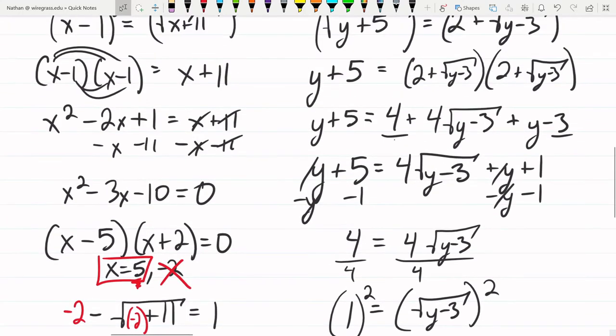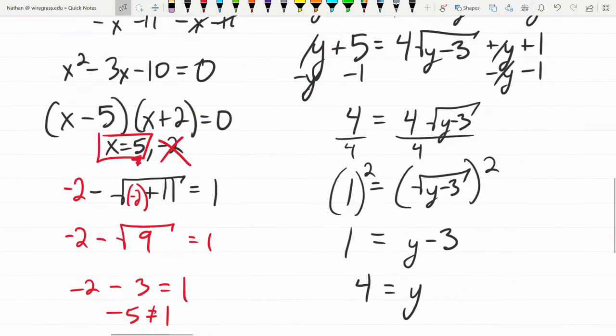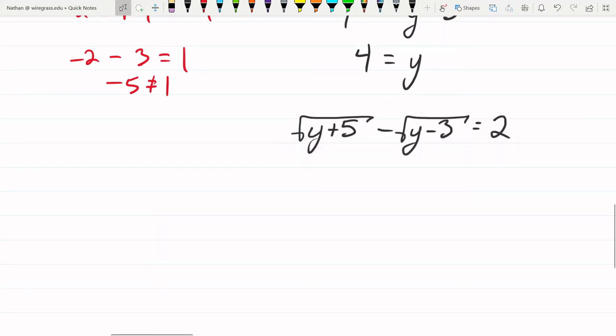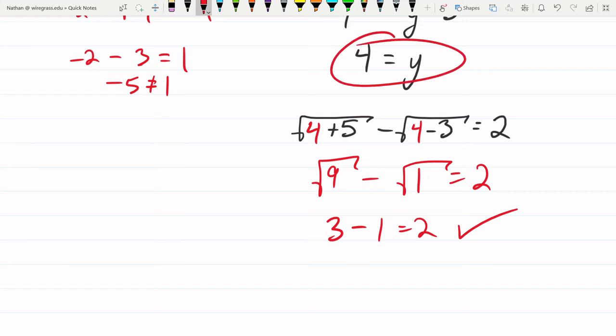So I'm going to take the original problem that I had and plug in 4 into it. Okay, 4 plus 5 is 9. 4 minus 3 is 1. The square root of 9 is 3, and the square root of 1 is 1. And 3 minus 1 does equal 2. So y equals 4 is perfectly fine as an answer.